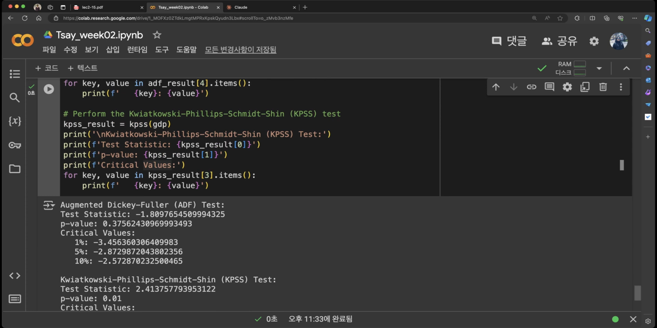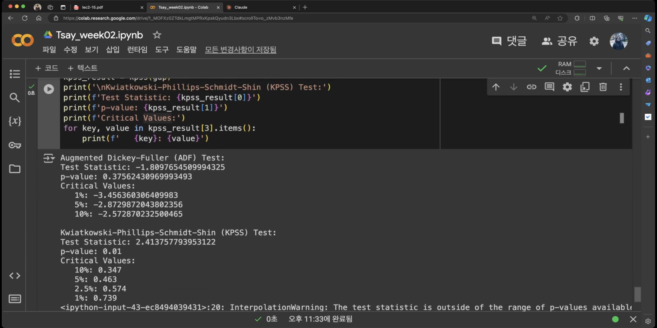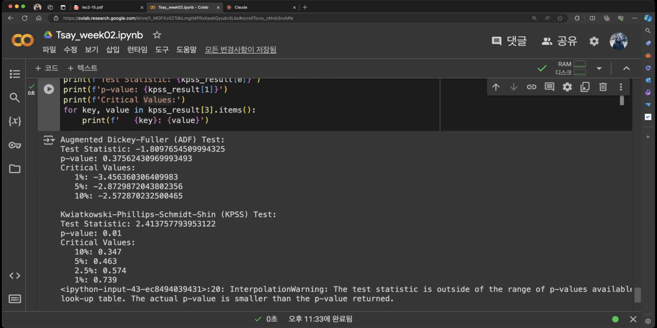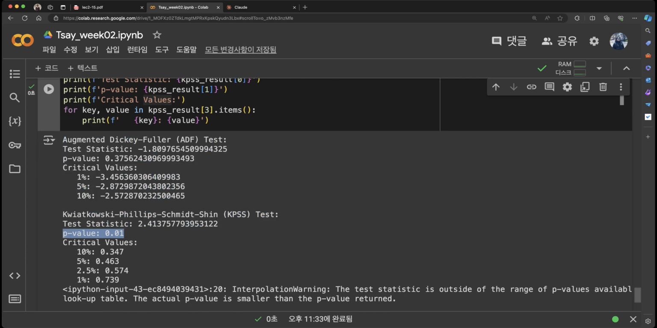How about we perform the Kwiatkowski-Phillips-Schmidt-Shin, KPSS test, another popular one. Okay, and then we do the KPSS test, and the test statistic is 2.4, p-value 0.01. So here the p-value is significant. So well, the two tests generate different results. If we use augmented Dickey-Fuller, it is not significant, and if it's KPSS, it is significant.